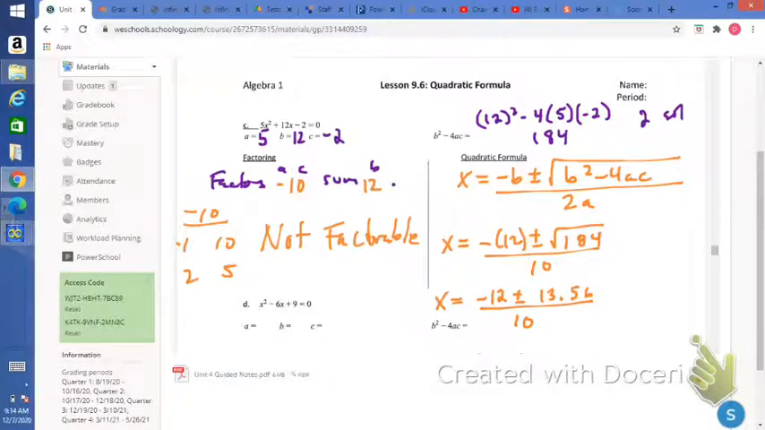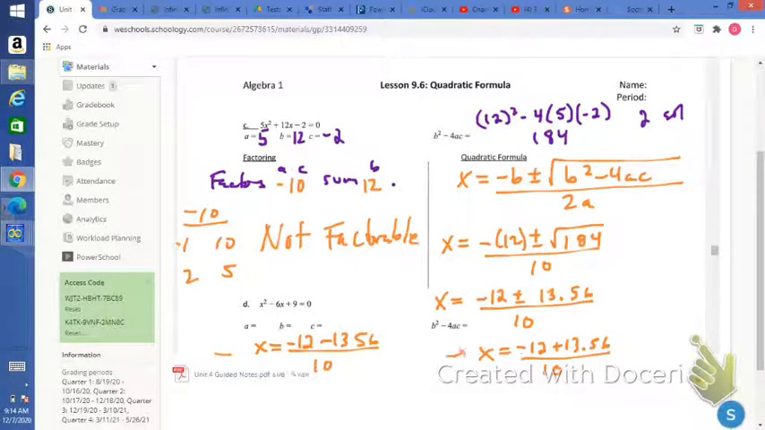Alright, so we're going to have two equations. And so we're going to have one that's negative 12 plus 13.56 divided by 10, and x equaling, I need more room, put it over here, x equals negative 12 minus 13.56 divided by 10. Alright, so we're going to enter these into the calculator.